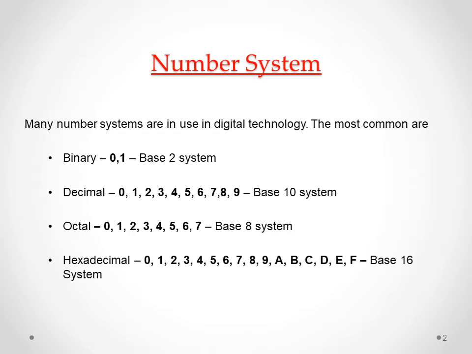And the hexadecimal system has 0 to 15, so the total number present is 16, so we call it a base 16 system. In this hexadecimal number system, the number 10 is represented as A. Number 11 is represented as B. Number 12 is represented as C. Number 13 is represented as D. Number 14 is represented as E. And number 15 is represented as F. This is the number representation for the hexadecimal system.